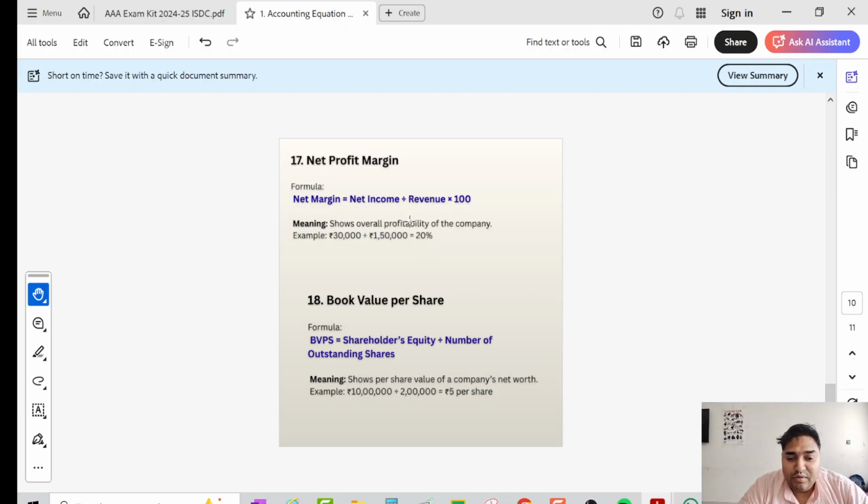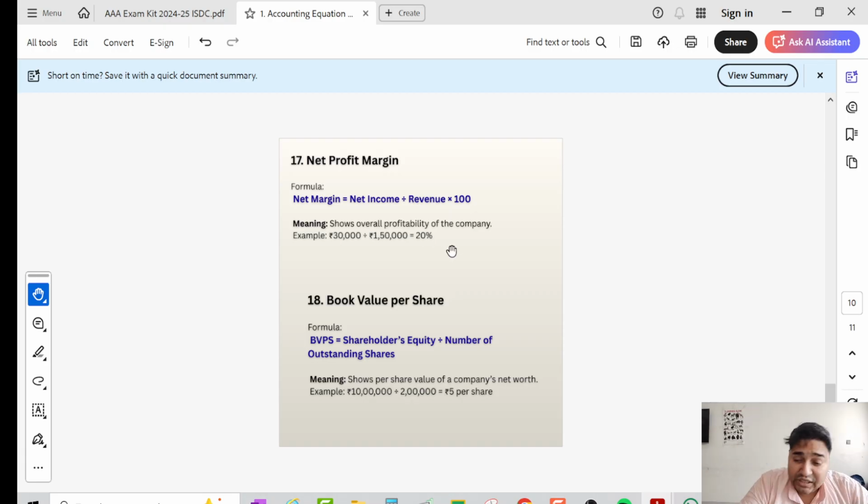In the same way, the net profit margin or net profit ratio shows the overall profitability of the company. In my example, it is 30,000 against the sales of 150,000. It means that we are currently earning a 20% net profit margin.